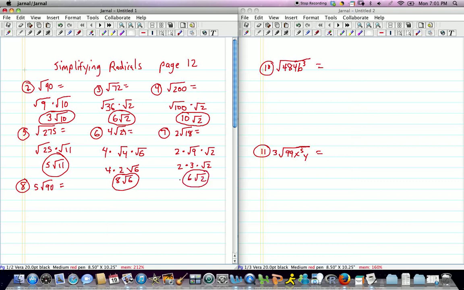When I multiply that, I get 6 times the square root of 2, which is my final answer. When I get to number 8, we know that the square root of 90 breaks down to 3 times the square root of 10, so we're going to keep the 5, and then we're just going to write our answer from earlier in our work, and then we're going to multiply the 5 and the 3, get 15. We have 15 times the square root of 10.